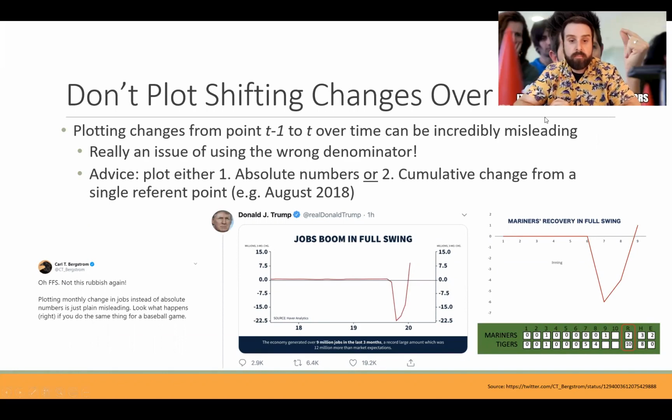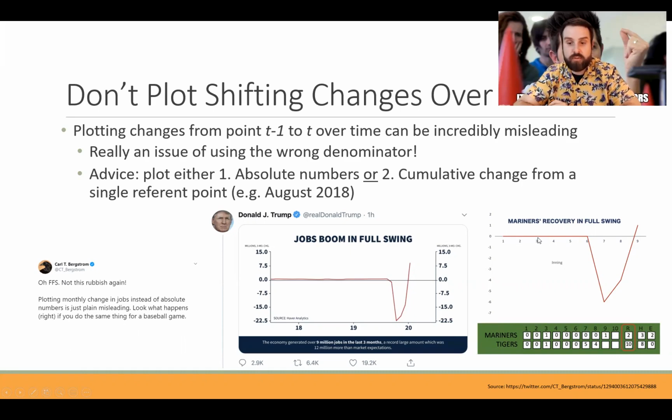If you plot over time changes from just the prior point to the current point, you can create incredibly misleading graphics like this one from Donald Trump here. And in my mind, it's really an issue of using the wrong denominator. Let's look over here, though, at the score in a baseball game, Seattle Mariners versus the Detroit Tigers. From inning 1 to inning 2, there was no change in the run differential.